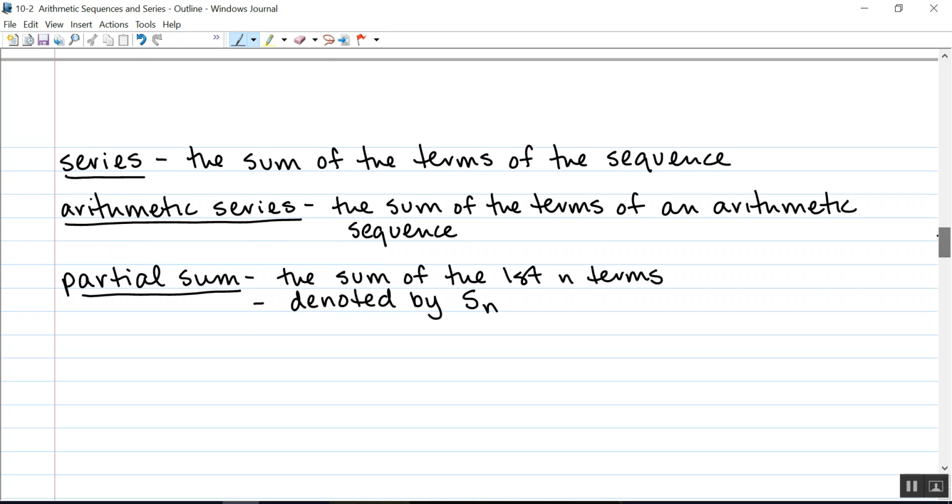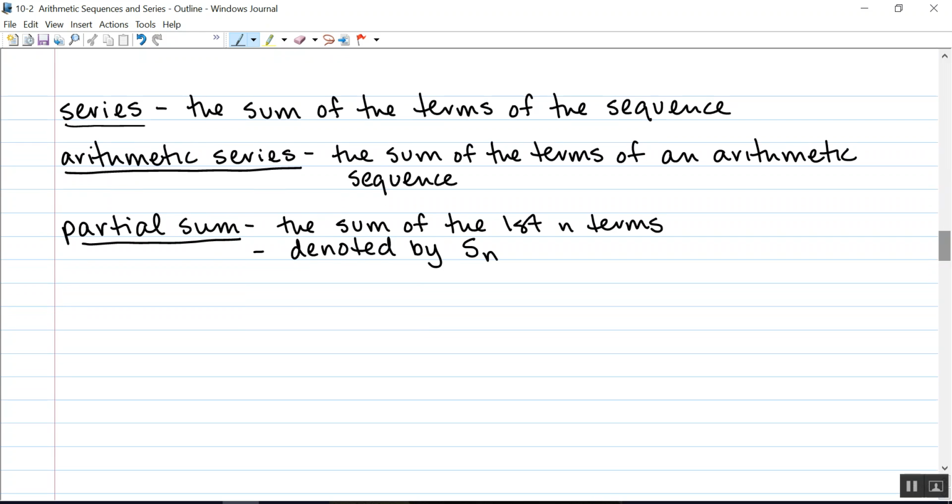Now a series is the sum of the terms in a sequence. So you have this whole sequence of terms. If you just add them up, you get the series. An arithmetic series is the sum of the terms of an arithmetic sequence. And a partial sum is a sum of the first n number of terms, and that's denoted by a capital S sub n.